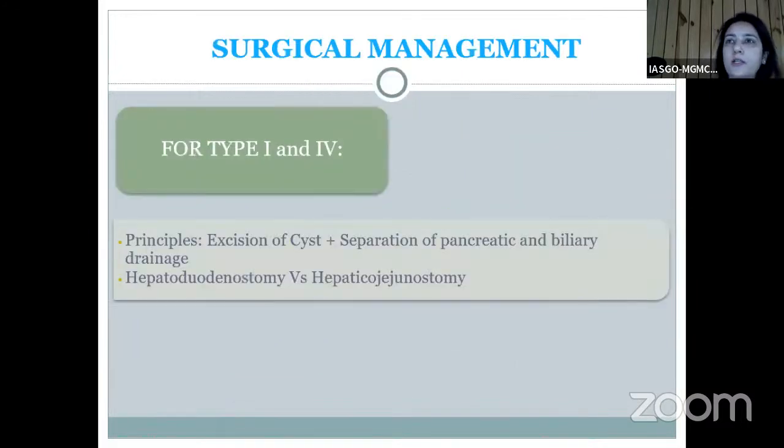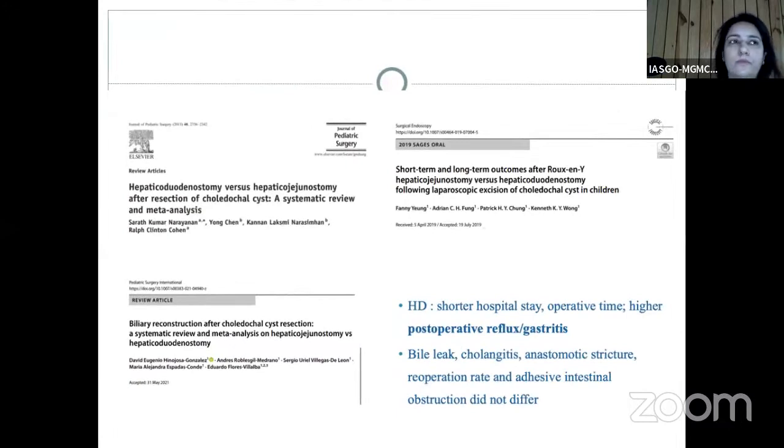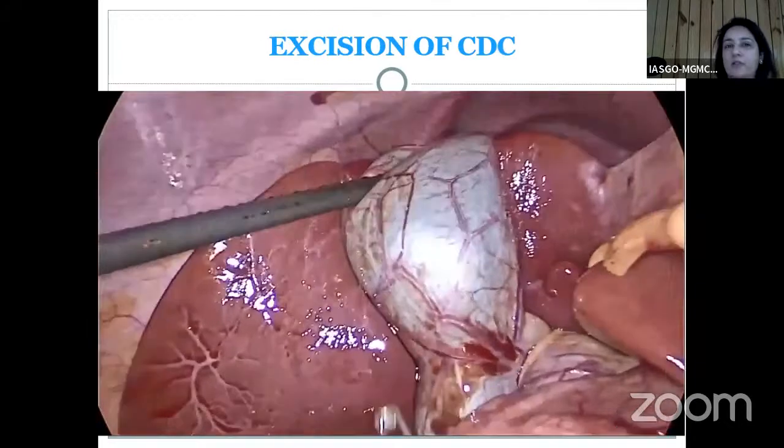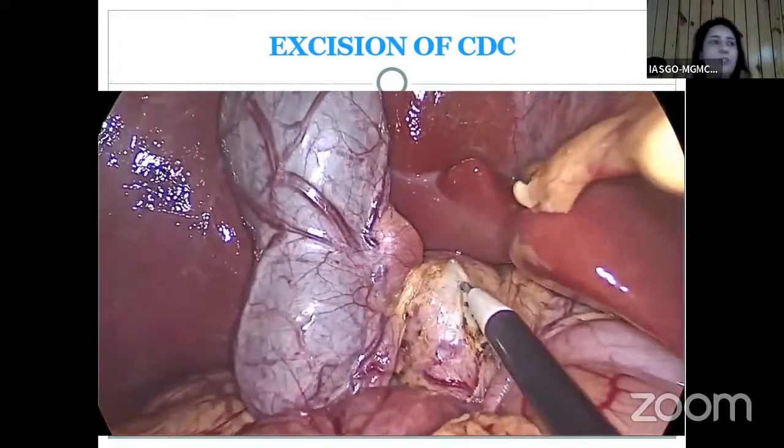So the basic concept remains the same, which is excision of the cyst and separation from the biliary tree. So there's a controversy about hepaticojejunostomy versus hepaticoduodenostomy. Most of the surgeons follow the hepaticojejunostomy as it causes less postoperative reflux or gastritis. So I'll quickly show the steps, major steps.